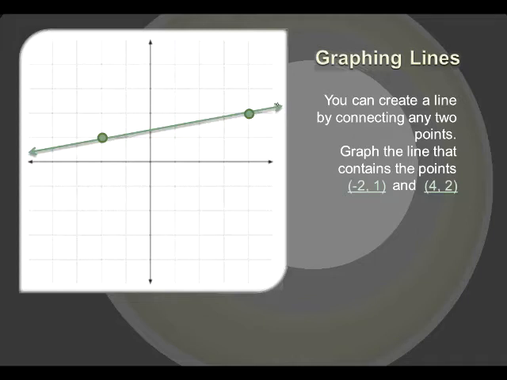Now notice our line has arrows on both ends. That means it goes on forever in both directions. Forever. Kind of like we talked about set notation back in inequalities. Infinity. It does not stop. This is just a small portion of the line. Okay?